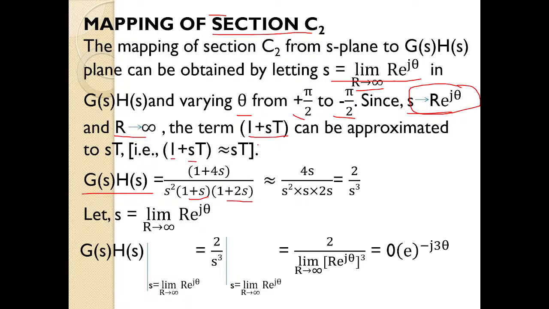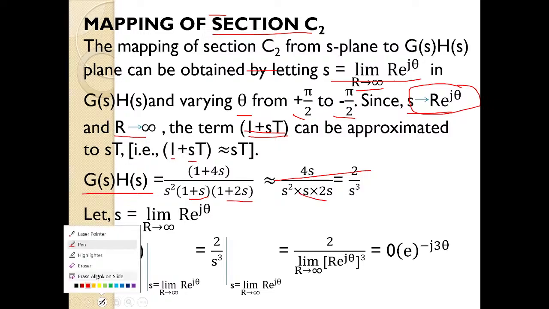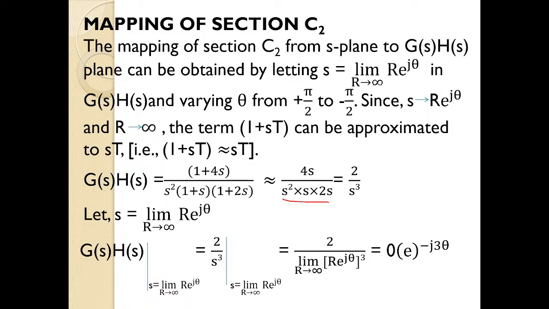Based on the discussion we just had, this is what you will get. Where is my cursor? This is it. This cursor is very small, I am unable to see it. So 4s by s square into s into 2s you will get. The s cancels, 4 by 2, so 2 by s cube you will get.